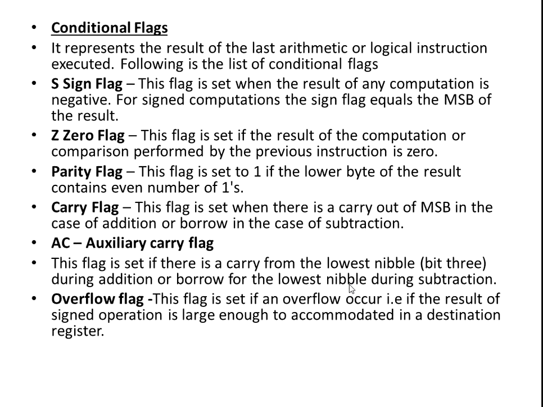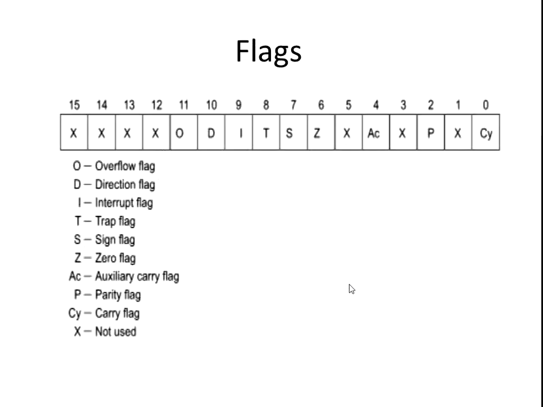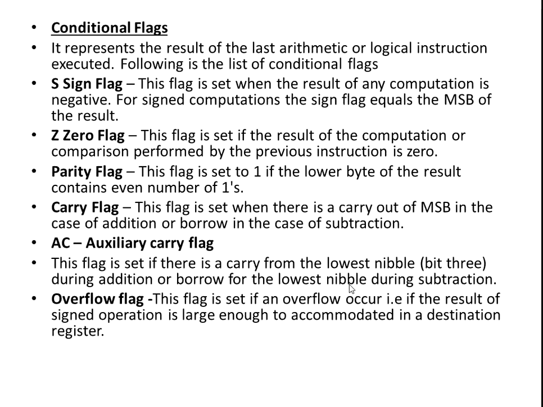Next is the overflow flag, that is the O flag, with the index 11. You can see O, corresponding to the overflow flag. This flag is set if an overflow occurs, that is, if the result of the signed operation is too large to be accommodated in the destination register. So these are the conditional flags.